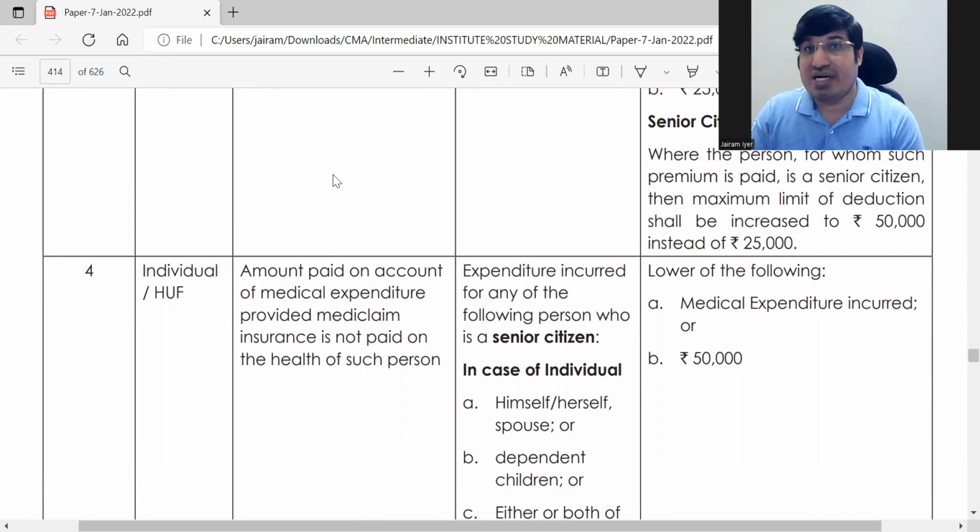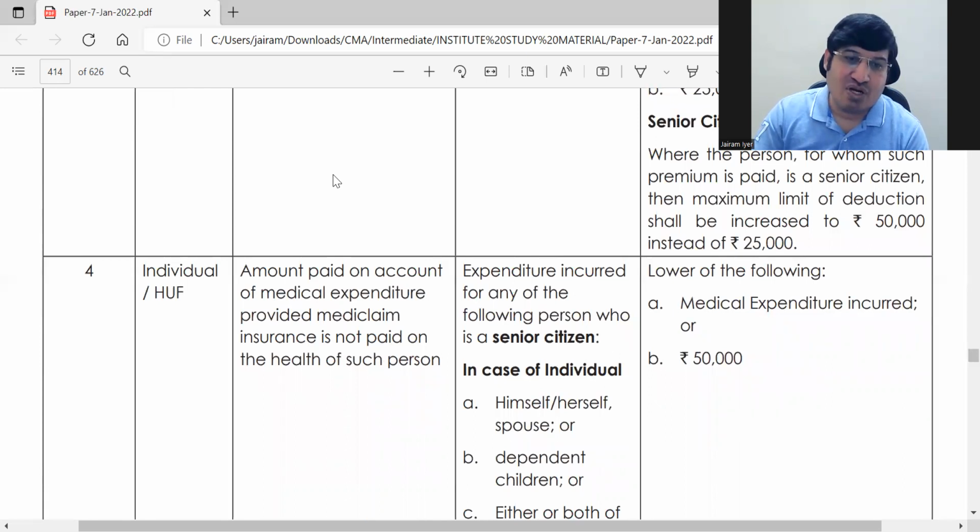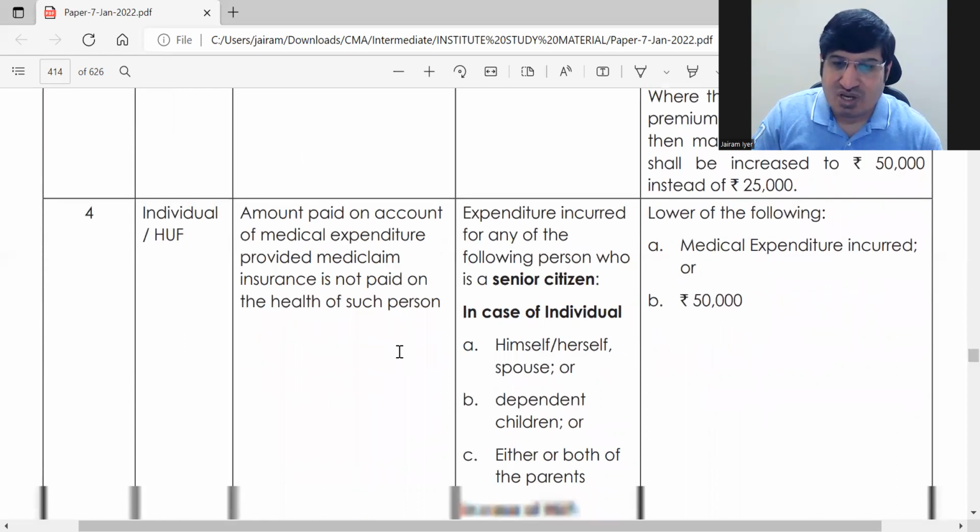But for the other parent for whom you have not bought mediclaim, you can claim it. This fourth point you will not get if you have bought mediclaim. If you do not have mediclaim, only then you will get. So it's always possible that for one parent you have bought, for one parent you have not bought. If you have incurred medical expenditure for that parent for whom there is no mediclaim, then you can claim it.